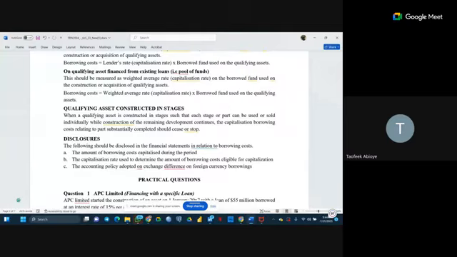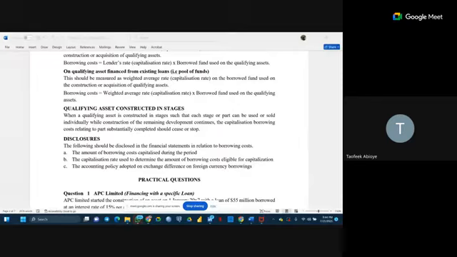Is it a pool of funds? Is it a specific fund? It's possible that an organization borrows specifically for a particular project. Maybe I want to build a house now, so I go to a finance house and borrow 10 million, and it is charged a 10% interest rate. I borrow that 10 million specifically for that project alone. That one is very straightforward. My interest rate is going to be 10%. There's no doubt about that.